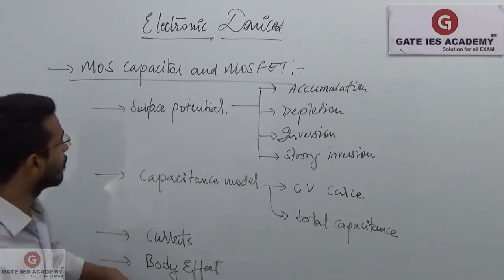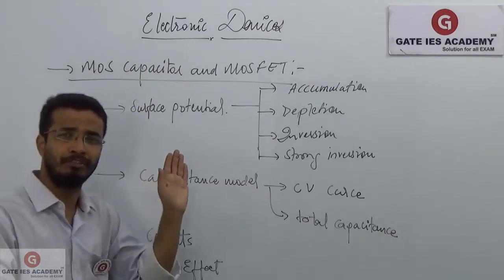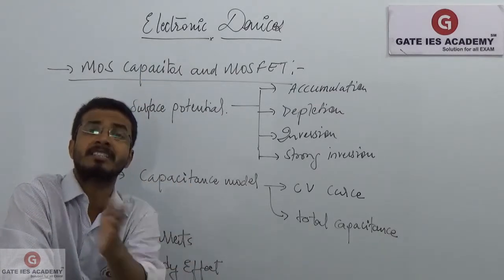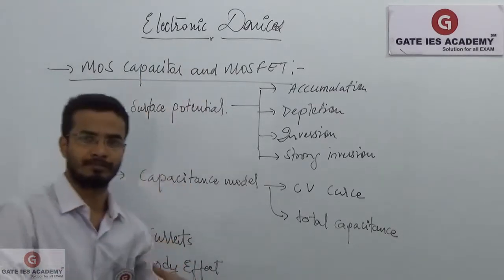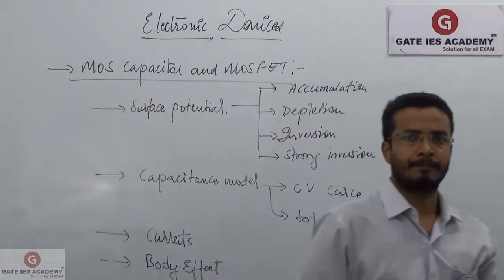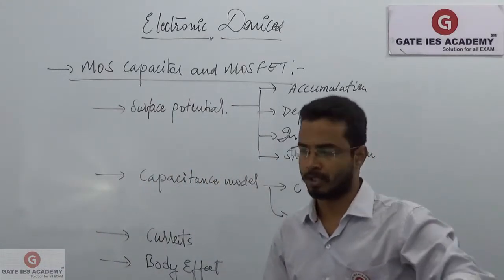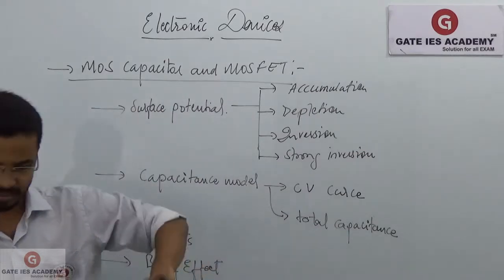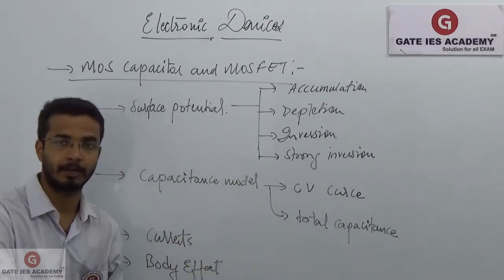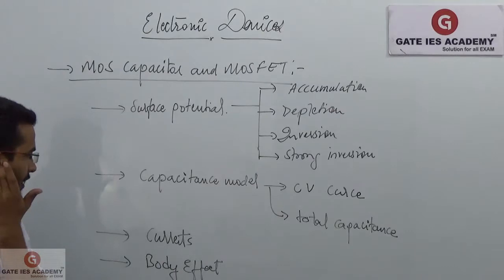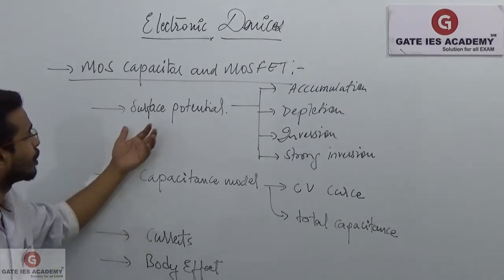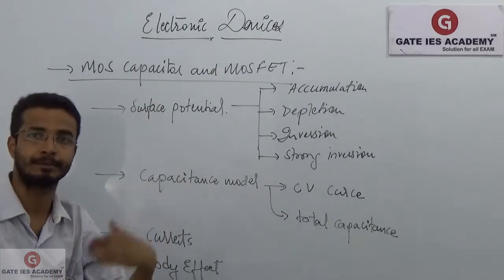I'm not going into detail now because I will go with several steps from MOS capacitor to MOSFET. Firstly I will provide the 3-terminal MOS, then I will go to the 4-terminal MOS. So that is my point of interest whenever I discuss that. At that time I will tell what is the evolution from MOS capacitor to MOSFET.